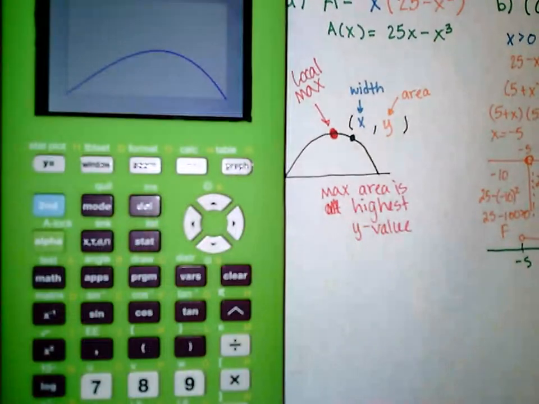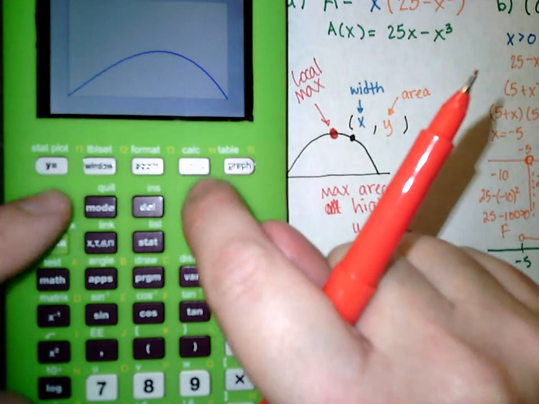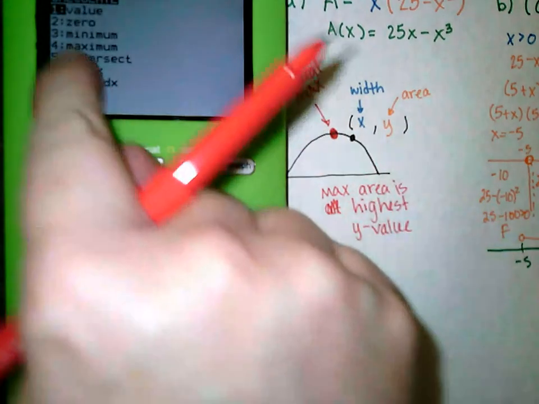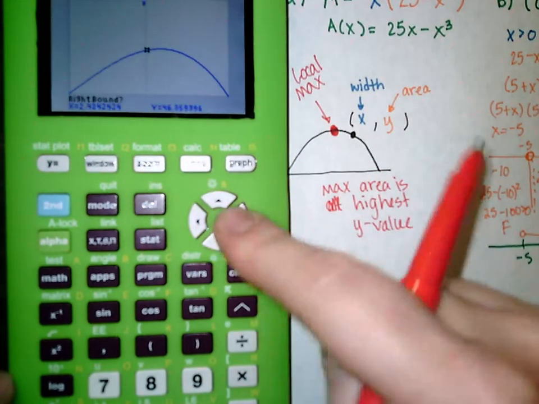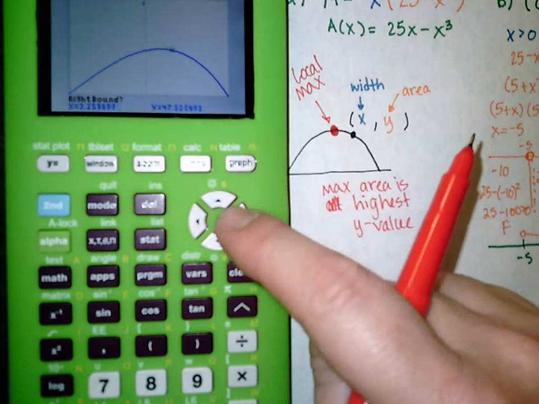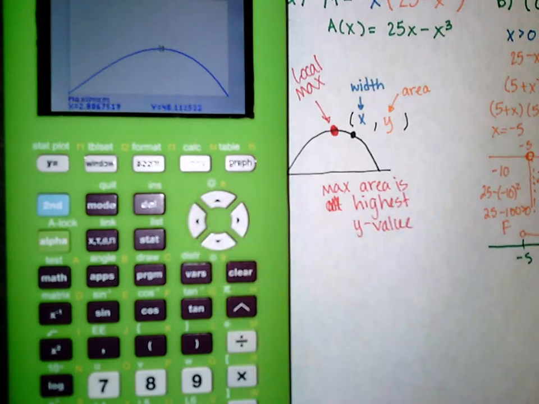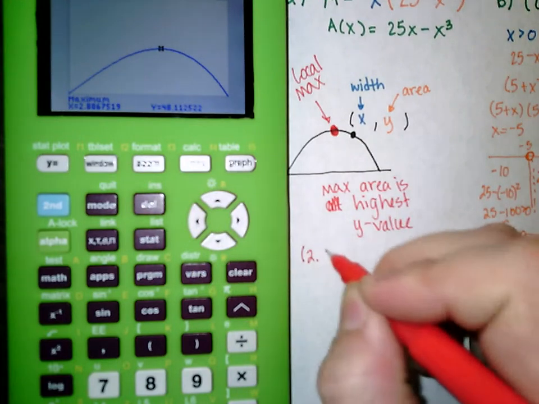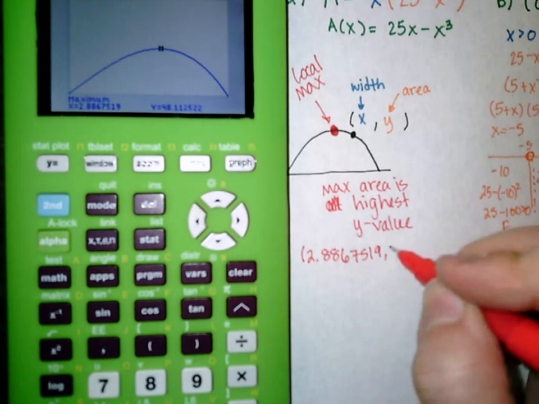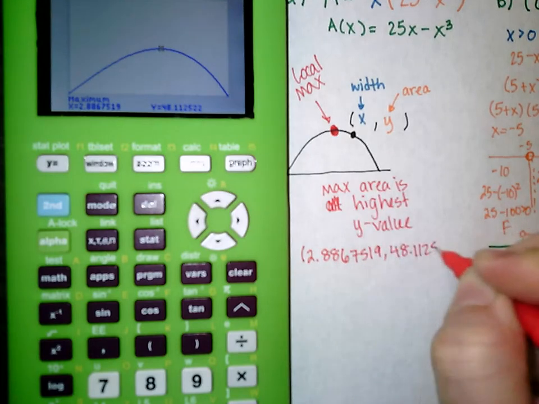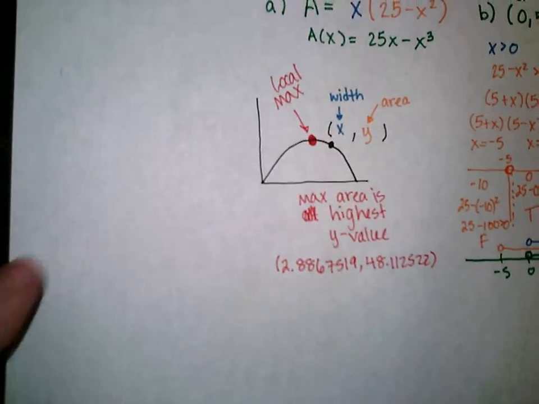So we're going to want to find the ordered pair of that local max. And remember, we learned how to do that a moment ago. Well, we didn't learn it. We already knew it, but we refreshed our memory. So we do second calc. This time we want to find a maximum, 4. Left bound, go to the left. Right bound, go to the right. Guess, go to the max. And it tells us we have 2.886759, and the y coordinate is 48.112522.